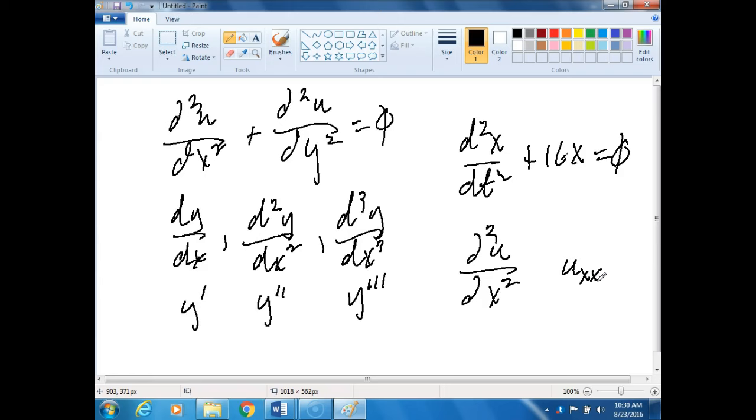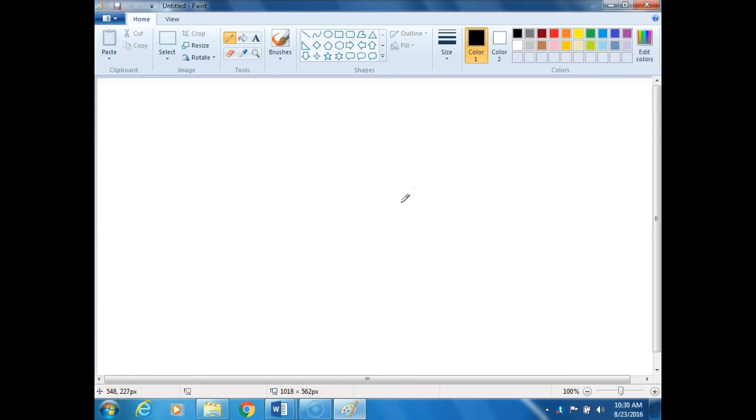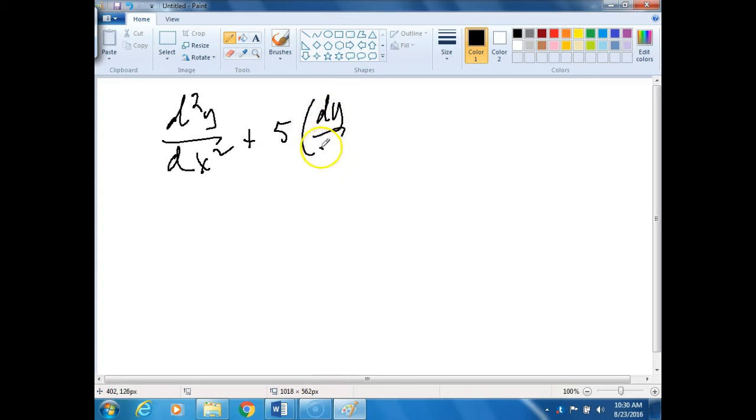I've already introduced this to you. Take d2y/dx squared plus 5 (dy/dx) cubed minus 4y is equal to e to the x. What can you tell me about that equation?